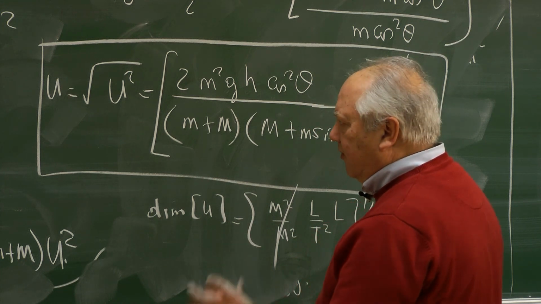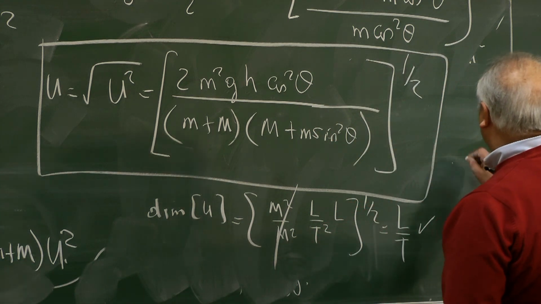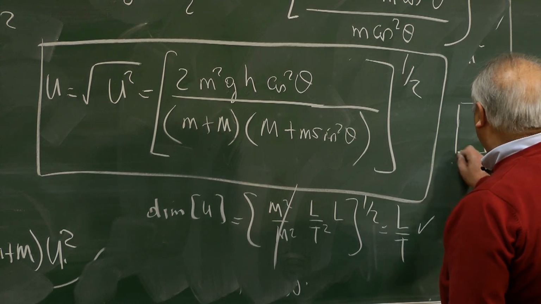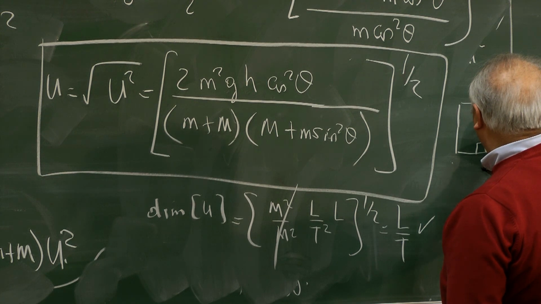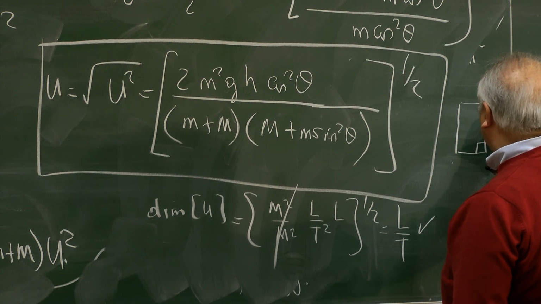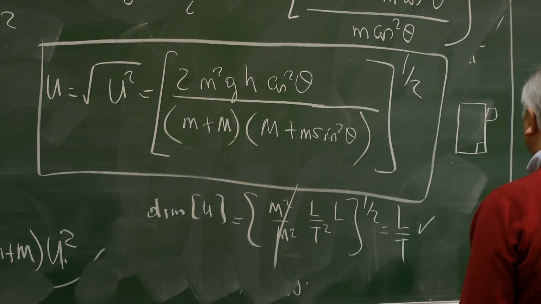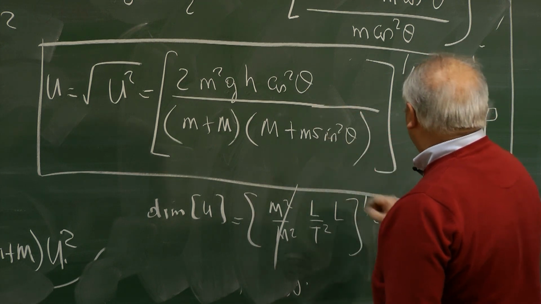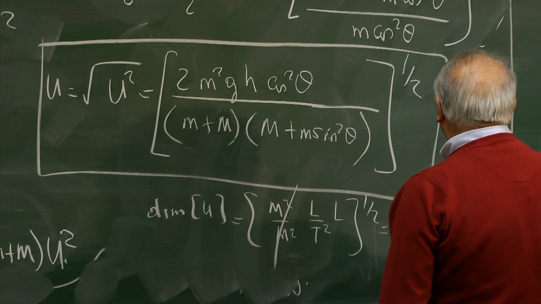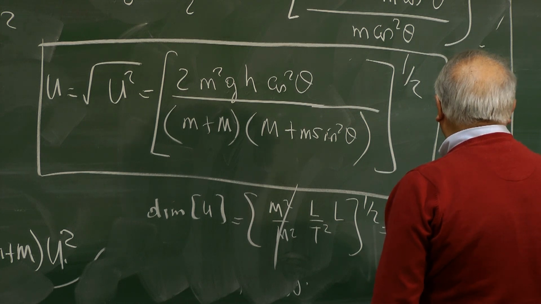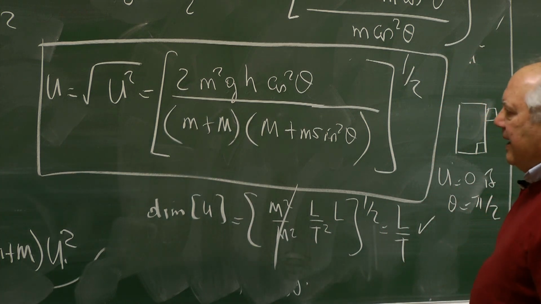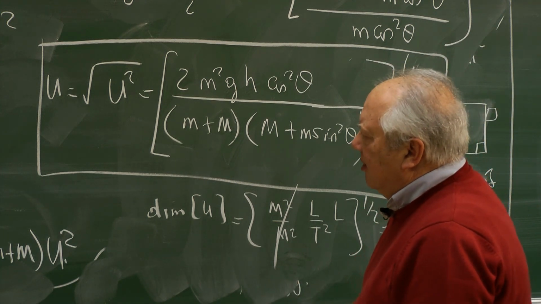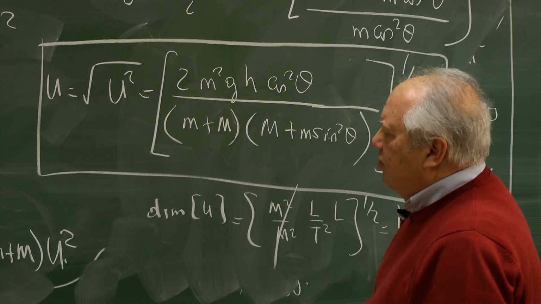Second, let's check, does it give us an expected limit? A limit that we know offhand. And it is when theta is like pi over 2, then here is your block. And of course, it will simply fall down and u should be 0. And indeed, if you put theta equal to pi over 2, u is equal to 0. Okay. So this was a straightforward problem that can be solved by the conservation of momentum and energy.